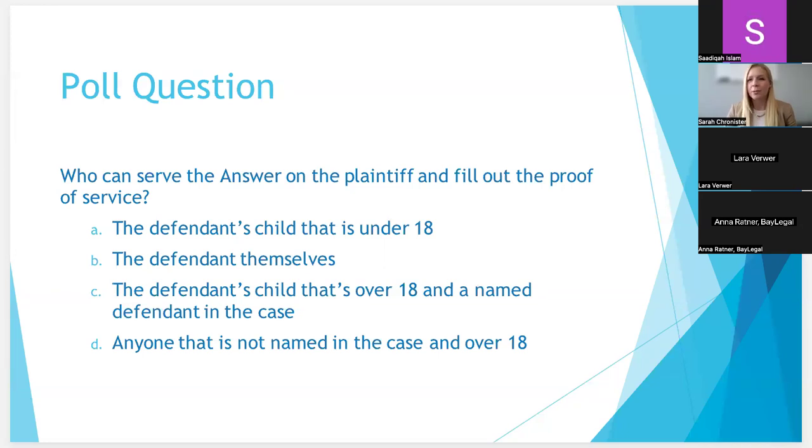Okay, hasn't been long, but for the sake of time, I'm going to end our poll. I see lots of D's, which is the right answer. Anyone who's not named in the case and is over 18. So in answer C, that got quite a few folks choosing that answer. The reason C is wrong is because the defendant's child was named in the complaint. So no one named. If you have a family and only one person for some reason was named, the other family members could provide service. However, if they are named in the complaint, they cannot. Next slide, please.